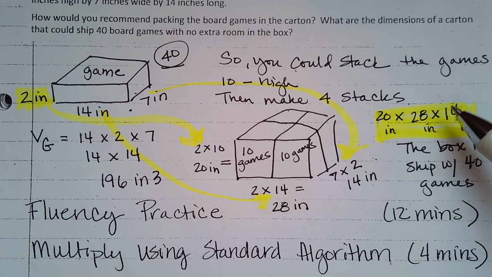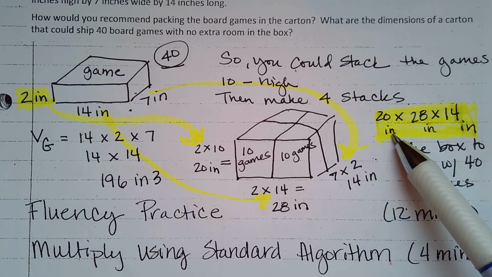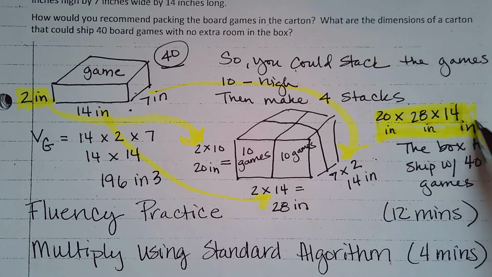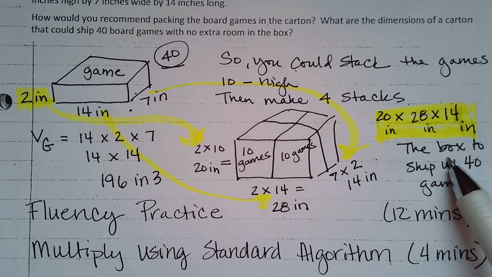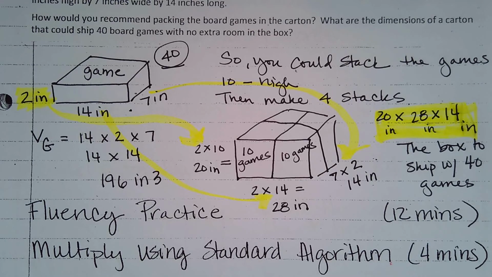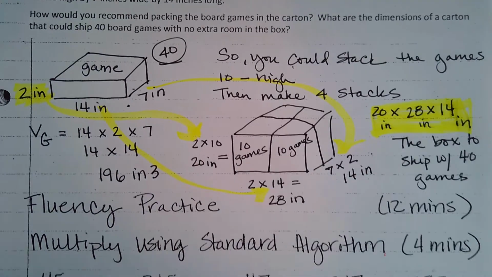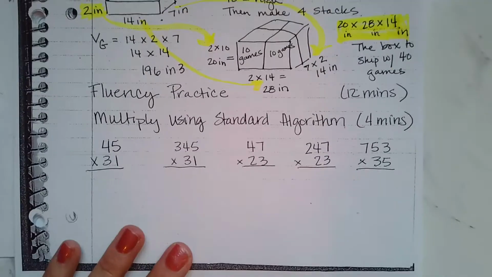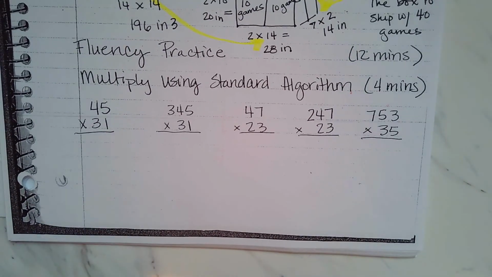So the answer to our problem is 20 inches by 28 inches by 14 inches, the box to ship with 40 games inside. All right. Hopefully you did something like that, but yours could look totally different than mine. Now, the next part of our fluency is to practice multiplication using the standard algorithm. Go ahead and do this and come back to check.